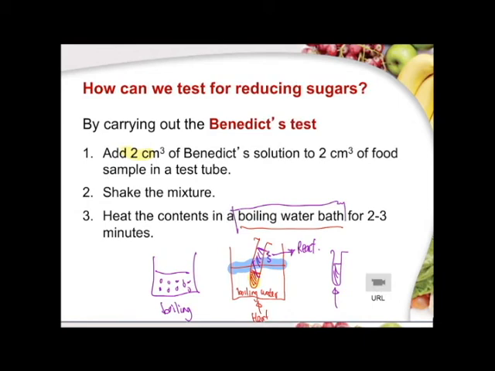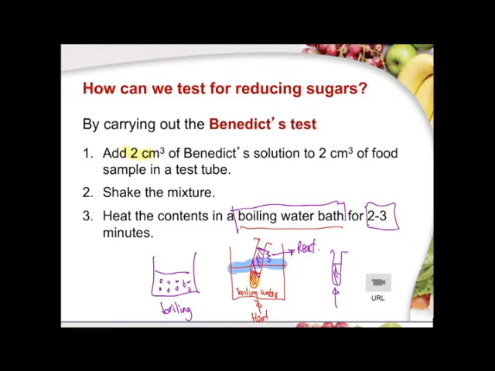Now, of course, boiling water means what? If you just say boiling water, that means without the test tube, you just throw all your food substances inside the boiling water. That's why we usually use the words boiling water bath. And how do we do it? We usually do it for 2 to 3 minutes.